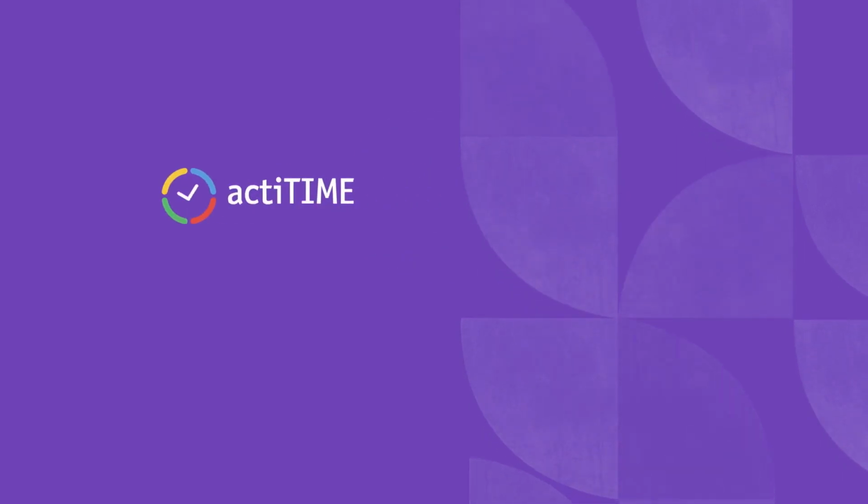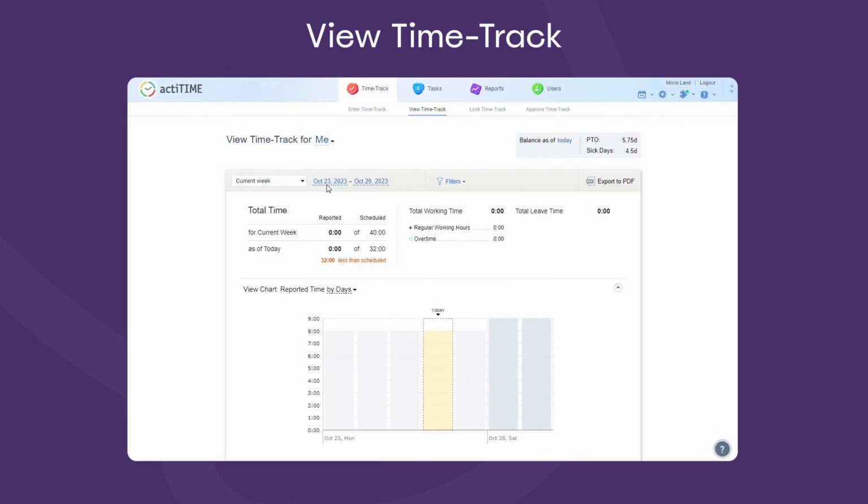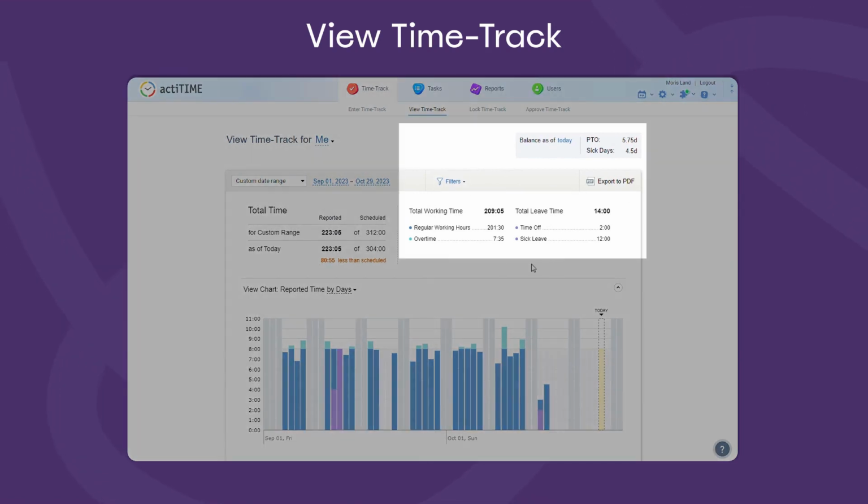actiTIME offers several ways to review users' time off data. First is the View Time Track interface. Here, you can see how much leave time was taken within a selected period and check the available leave balances.